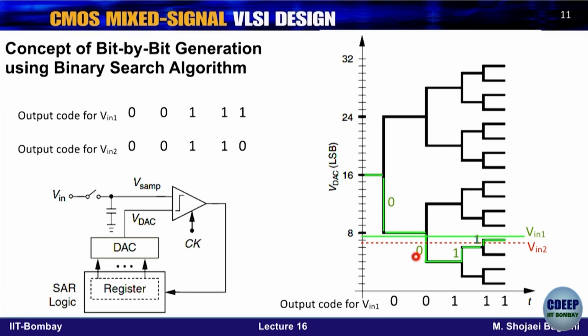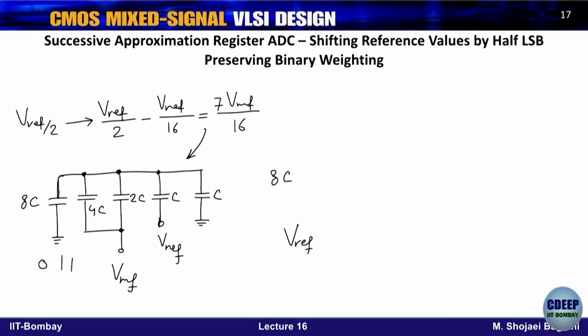But you can see very nicely that if this is Vin 1, for example, the first initial assumption, the difference is the error. And this error is reducing to this value. And it converges. So I told you about shifting. In case you want to shift, that is also possible. For example, here, suppose I want to shift by Vref upon 16, half LSB. That means Vref upon 2 has to be shifted by Vref upon 16. So there are ways to do that, and this is one way.